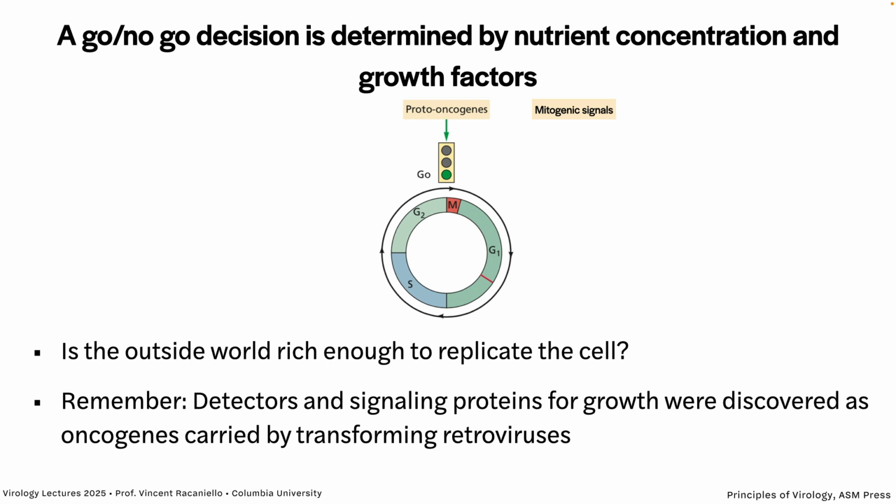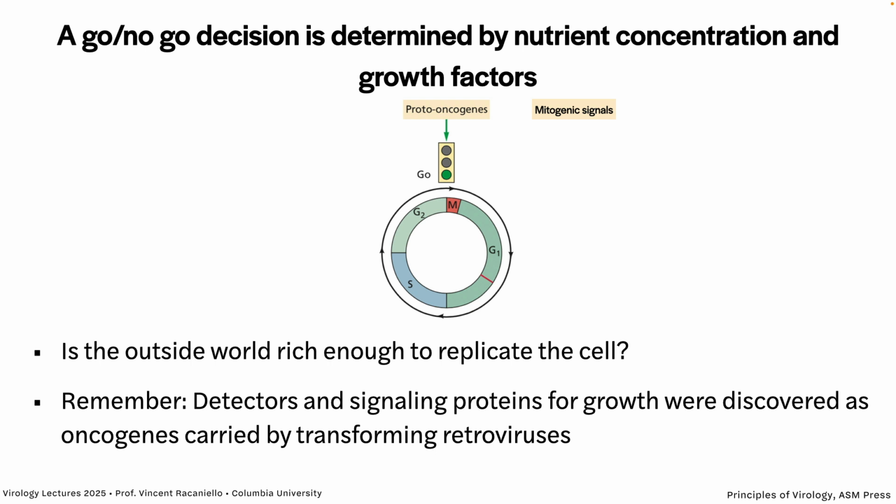Remember, a decision to go through mitosis is made by proto-oncogenes, right? If you have growth factors in the cell, in the culture medium, or in the tissue fluid, they will bind the receptor and push the cell through mitosis.